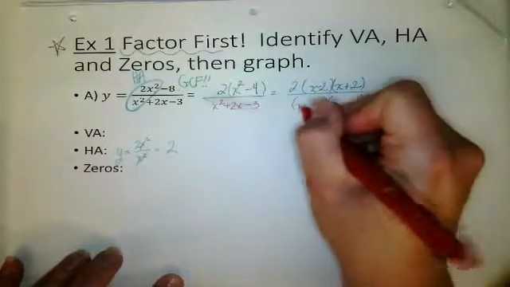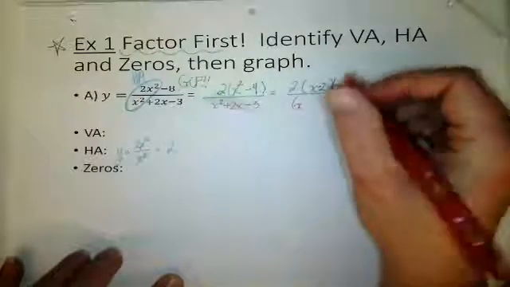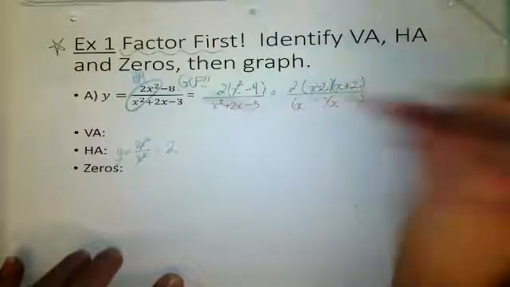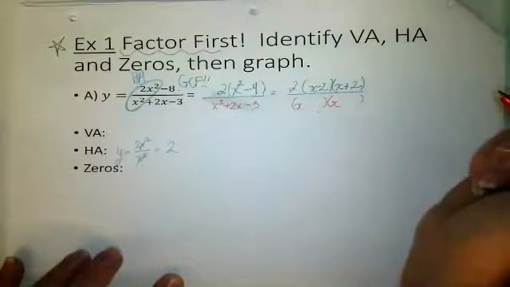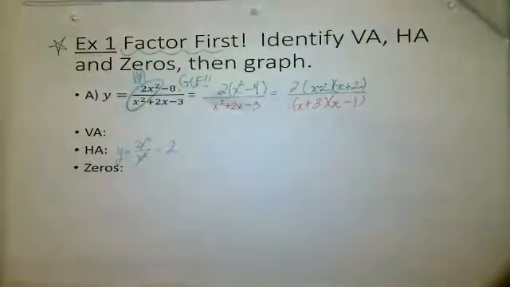x. All right, x times x is x squared, and then what times what is negative 3? Plus 3, negative 1. There we go. All right.